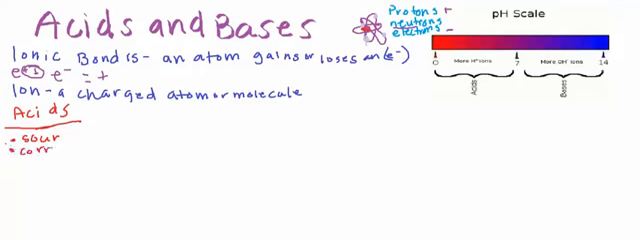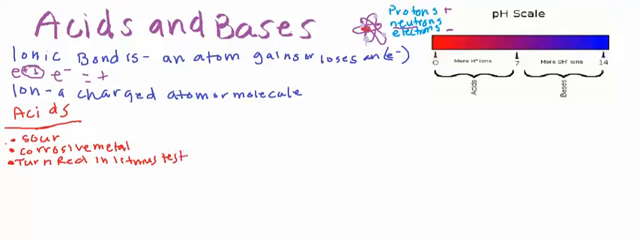They're corrosive to metal, and I'll give you an example of that in a second. And when they're tested in litmus paper, they will turn red, which is essentially why I'm writing in red and why it is red up here in the litmus test.